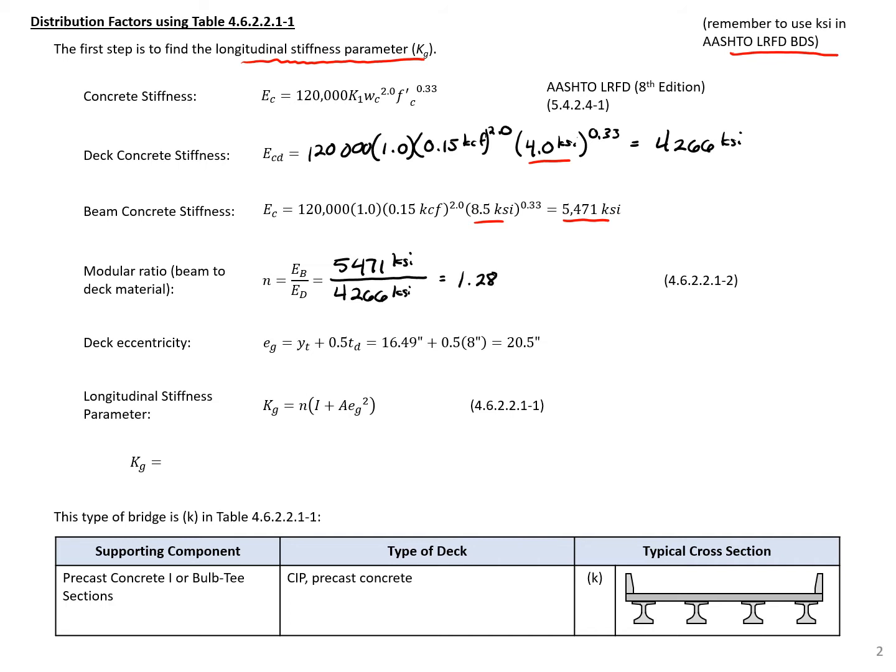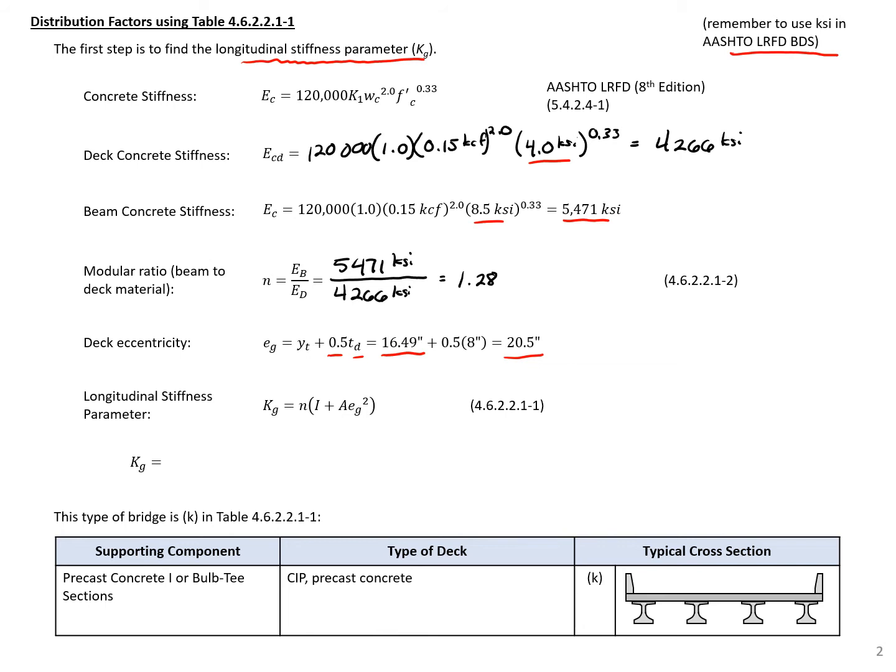So we can find our deck eccentricity from the previous slide. Our YT, the distance from the centroid of our beam to the top, is 16.49 inches. That was given. And then the distance between the top of the beam to the centroid of the deck is just half times the deck thickness, so 0.5 times 8 inches, which will give us a total of 20.5 inches. We can use these values then to find our longitudinal stiffness parameter, K sub G.